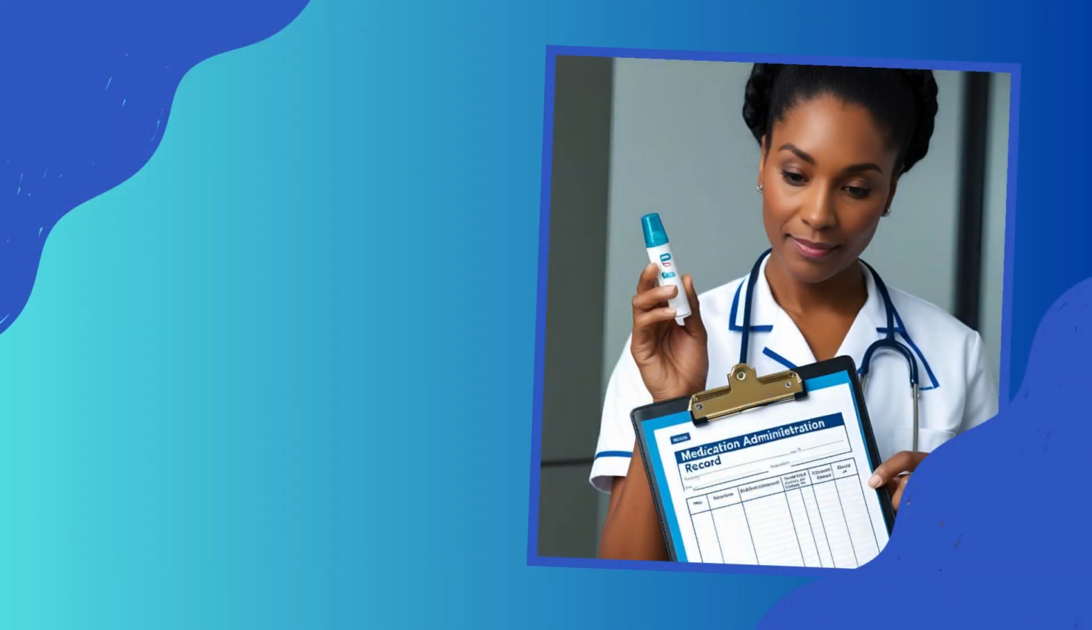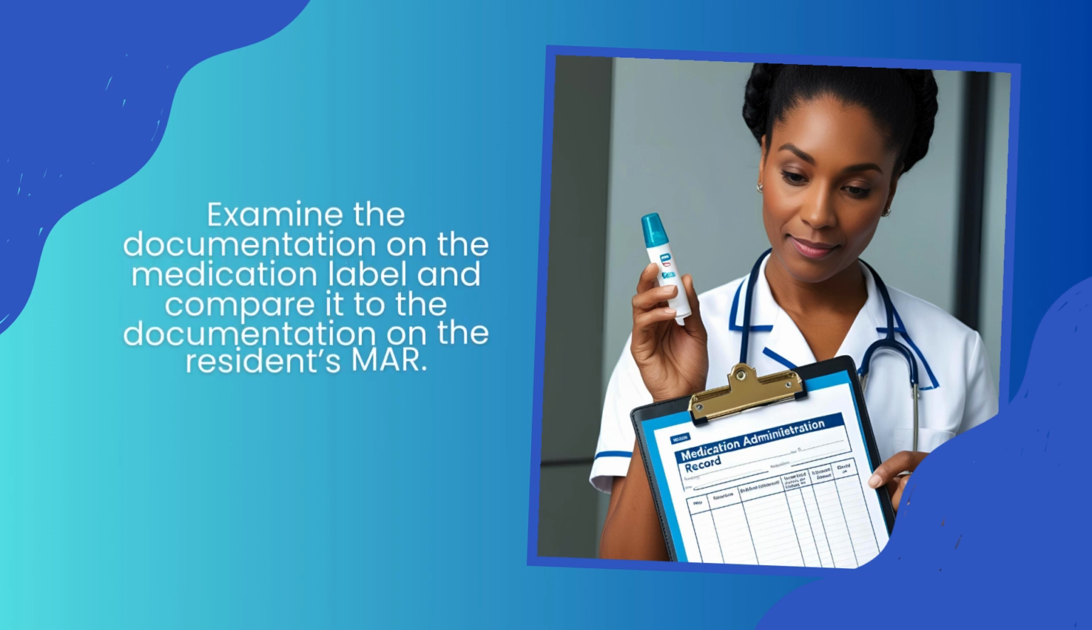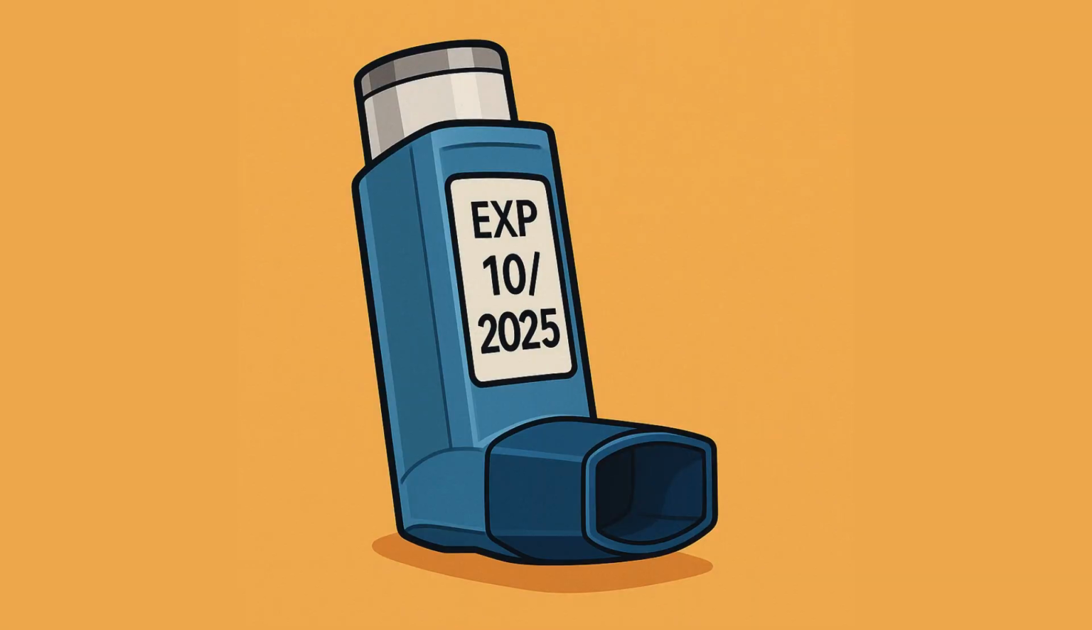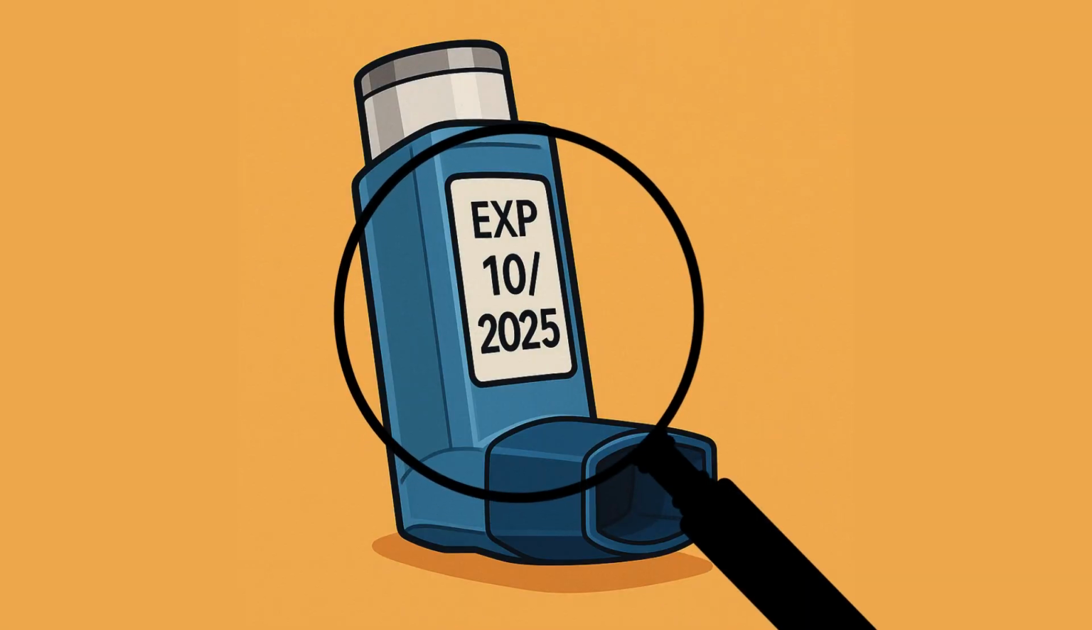Next, we want to physically examine the medication and compare the information on the medication label to the documentation on the medication administration record to ensure it matches. If it matches, continue. If it doesn't match, do not administer the medication. Follow your facility's policy to seek clarification concerning the medication. We want to check the medication expiration date. After doing this, you will have performed all 6 rights.